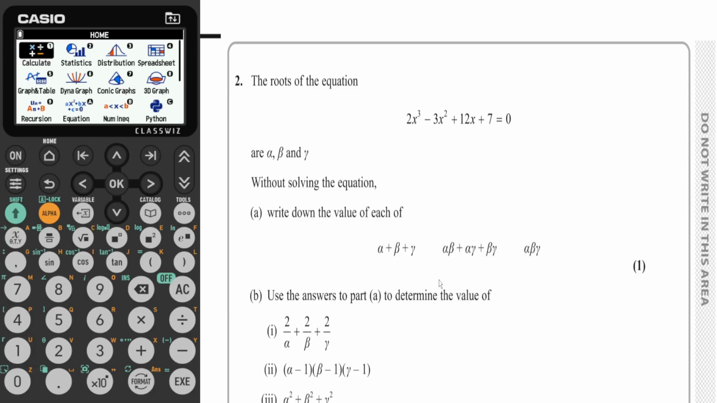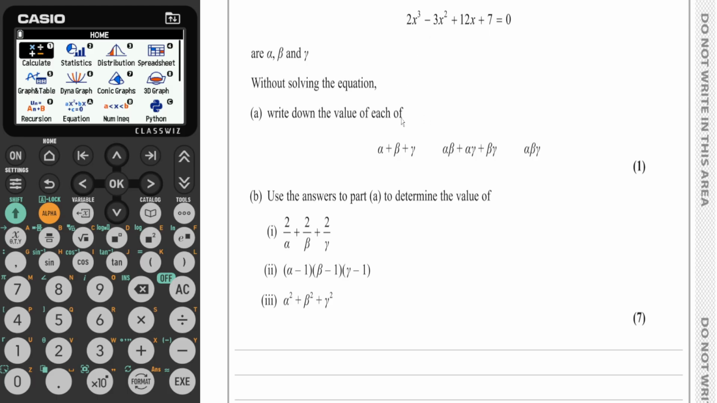Question number 2. The roots of the equation 2x cubed subtract 3x squared plus 12x plus 7 equals 0 are alpha, beta and gamma. Without solving the equation, part A, write down the value of each of alpha plus beta plus gamma, alpha beta plus alpha gamma plus beta gamma, and alpha beta gamma.